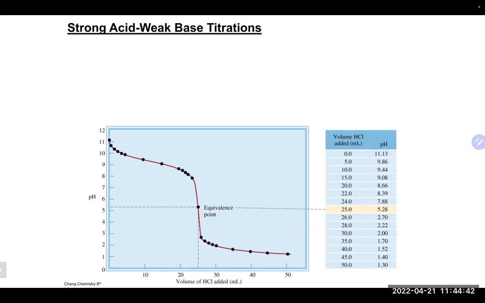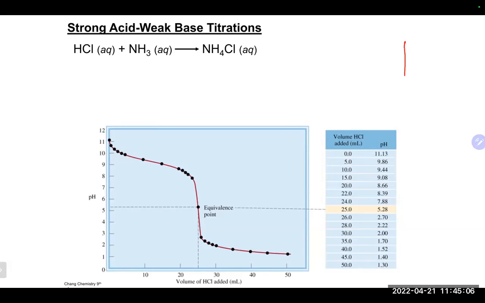Okay, we are continuing to talk about titrations here. So last time we talked about titration of a weak acid with a strong base, and then we got into this titration here, which is a titration of a weak base with a strong acid.